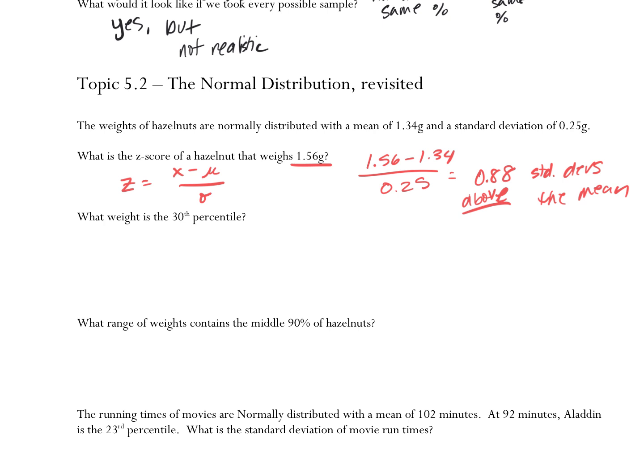So is that a super big hazelnut? How many standard deviations above the mean do you need to be for something to be kind of like super crazy? It was 2 standard deviations. So I would not call this a super big hazelnut because it's not even a whole standard deviation. It's big, but it's not like crazy big. Cool? All right.